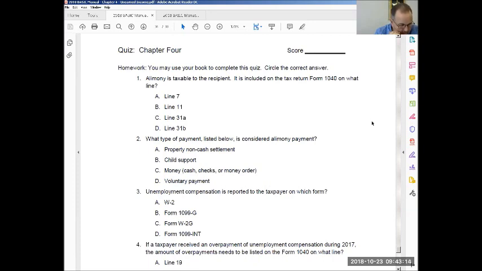C, unemployment. Mm-hmm. Form 1099-C, cancellation of debt, would be listed as income on the tax return on which line? D, Form 1040, line 21.